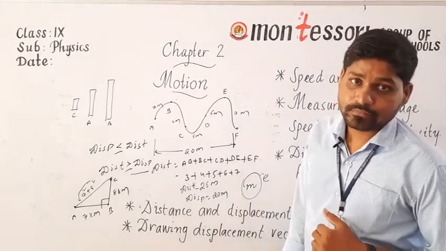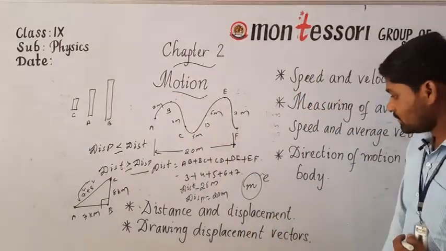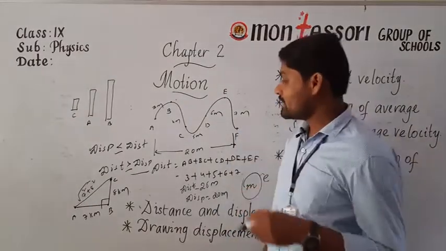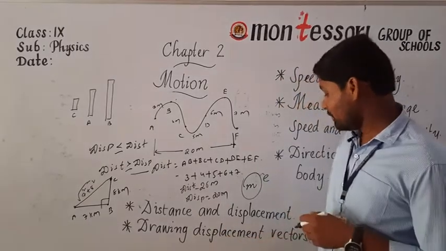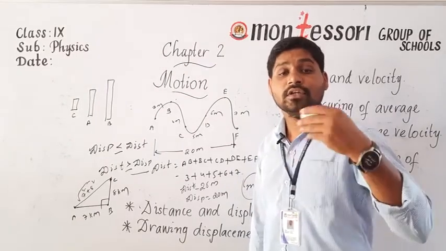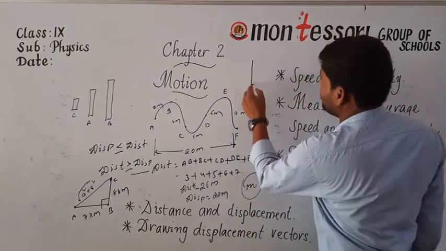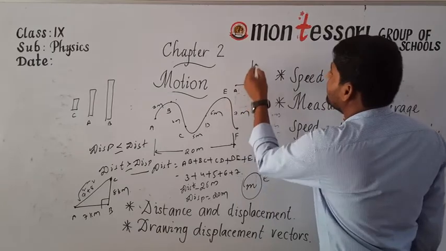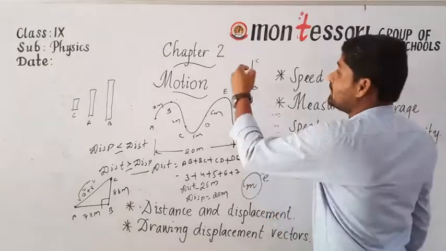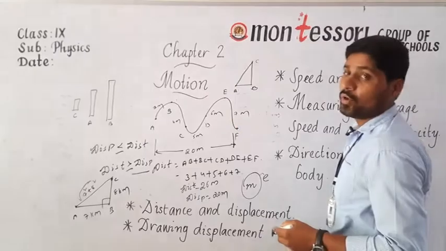Is it clear? Fine. So the next one is speed and velocity. But before going to speed and velocity, once we will see drawing vectors of displacement. How can we draw? See, look here. A, B, C. Here the total distance is AB plus BC. This distance is AB and BC. Displacement is only AC. Only AC.